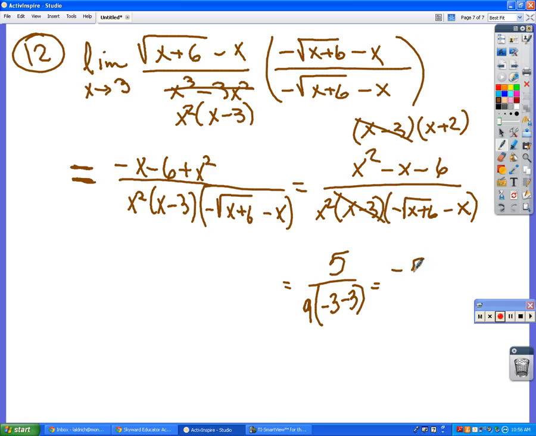So it's negative 5 over 54, because minus 3 minus 3 is negative 6, and negative 6 times 9. Negative on top.